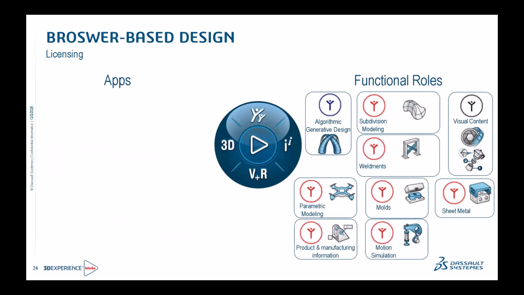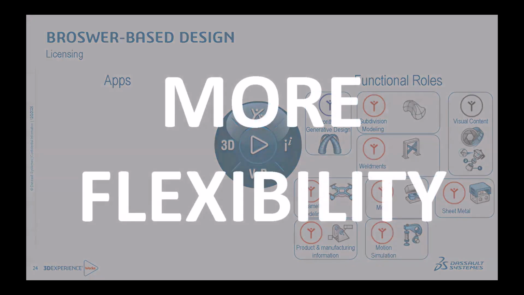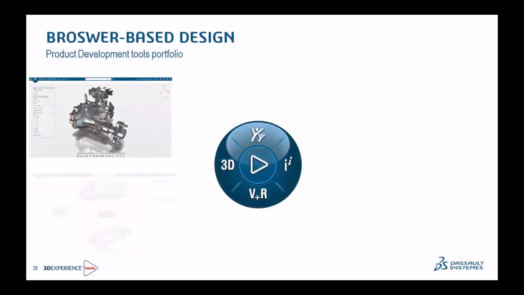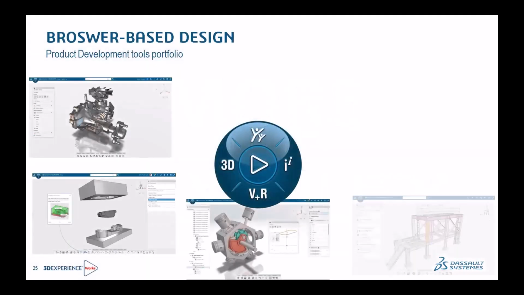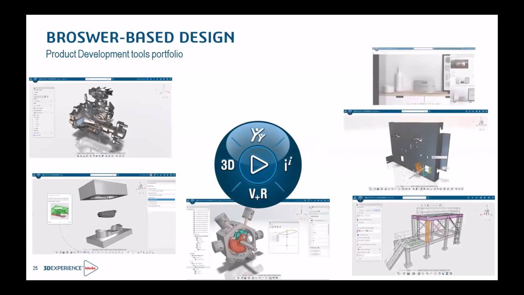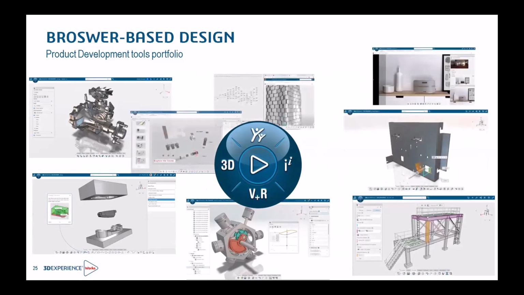The advantage is that you have more flexibility because you take only the license that you need in that specific moment. And there is a huge portfolio of applications today that the University of Kiev can use. For example, parametric design, freeform design, rendering, modeling of sheet metal, modeling of molds or welded structures. So a lot of capabilities.